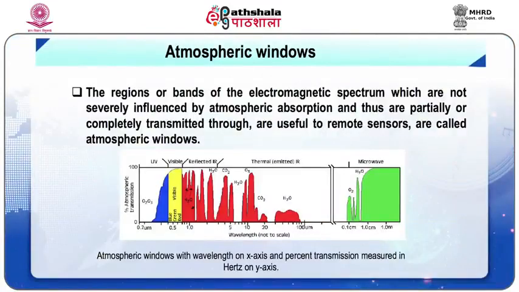Now, an important aspect involving interaction of electromagnetic radiation with the atmosphere is the atmospheric windows. The regions or bands of the electromagnetic spectrum which are not severely influenced by atmospheric absorption, and thus are partially or completely transmitted and are useful to remote sensing, are called atmospheric windows. In other words, gas molecules present in the atmosphere selectively transmit radiation of certain wavelengths, and those wavelengths that are relatively easily transmitted through the atmosphere are referred to as the atmospheric windows. The concept is illustrated in figure number 7.